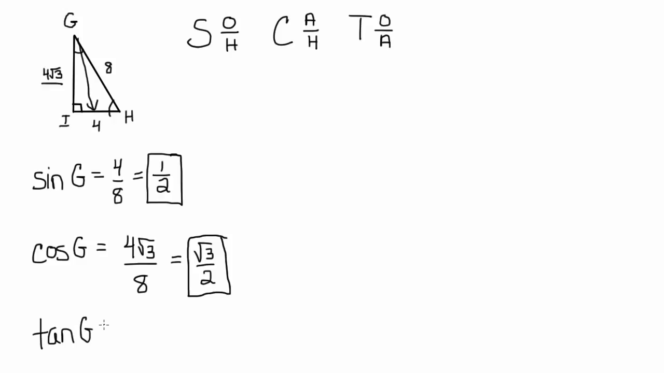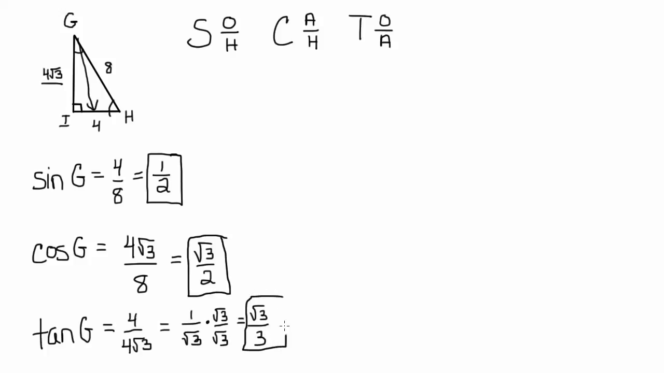The tangent of angle G is the opposite over the adjacent. So the opposite is 4 over the adjacent, 4√3. The 4's divide out, which brings you to 1 over √3. Now, here's the problem. You can't have a radical in the denominator, so we need to get rid of that. If you multiply by √3 over √3, you end up with 1 times √3 being √3, and √3 times √3 is just 3.